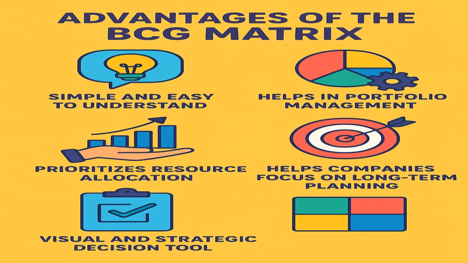And advantages of the BCG matrix. First, the BCG matrix is simple and easy to understand. The BCG matrix helps in portfolio management. Portfolio means number of products. When the company is producing a number of products in different product lines, meaning the company is making different products of different nature, then the BCG matrix helps in portfolio management. The BCG matrix prioritizes resource allocation, helps companies focus on long-term planning, and is used as a visual and strategic decision tool.